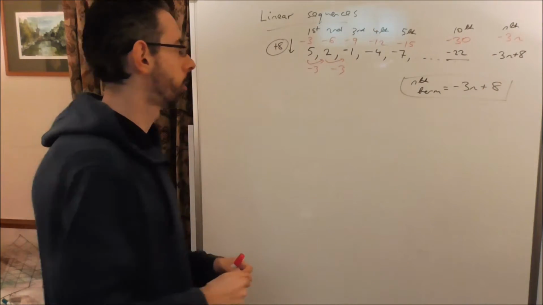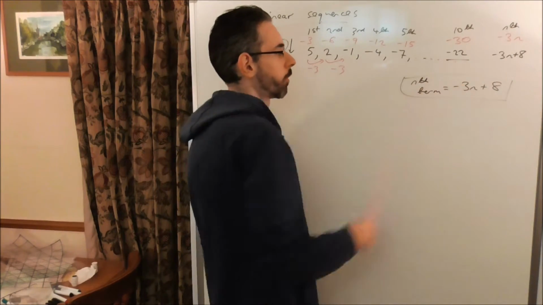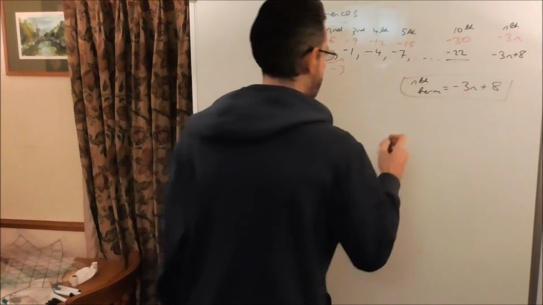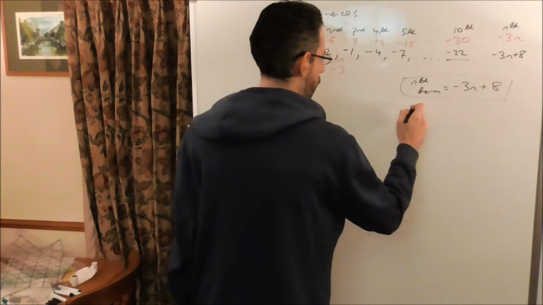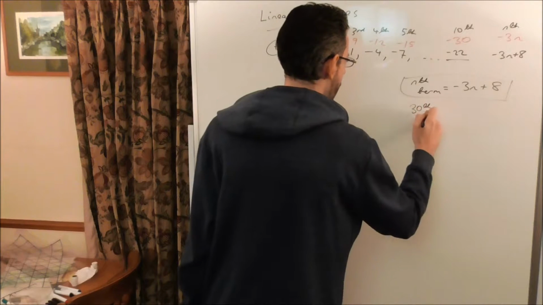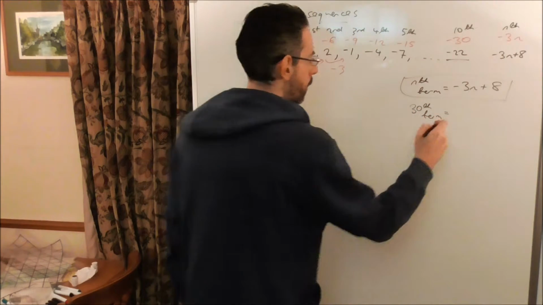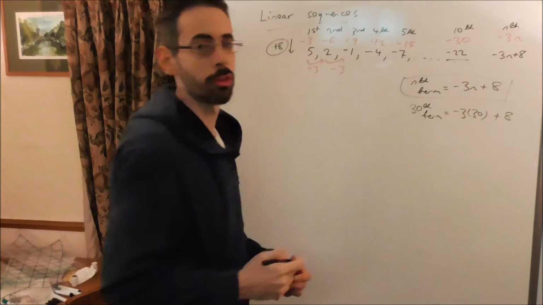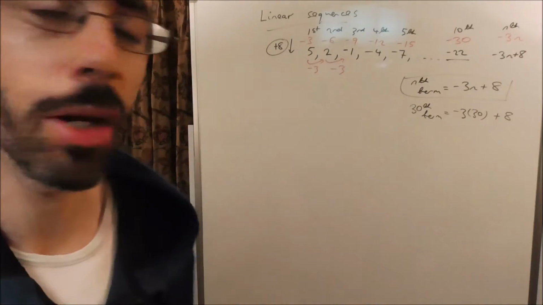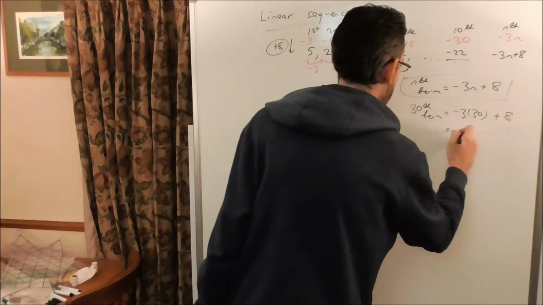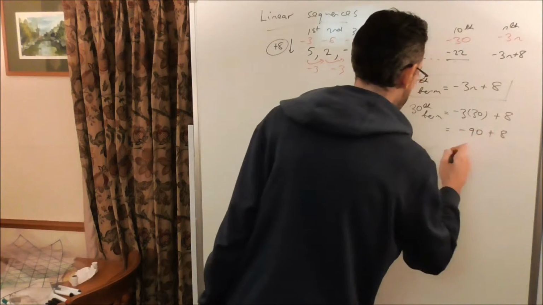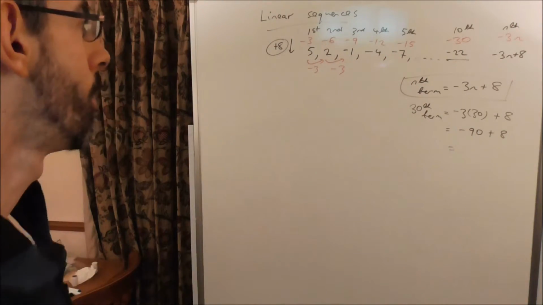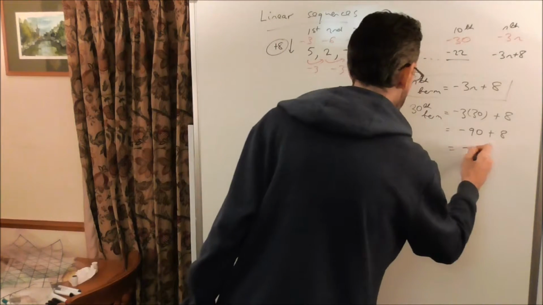And that's just saying to get a term in this sequence, you do minus 3 times the position plus 8. So for example, to get the 30th term, you just do minus 3 times 30 plus 8. 3 times 30 is 90, so minus 3 times 30 is minus 90. And when you add 8, you're making it less negative, a tiny bit closer to 0. You get minus 82.